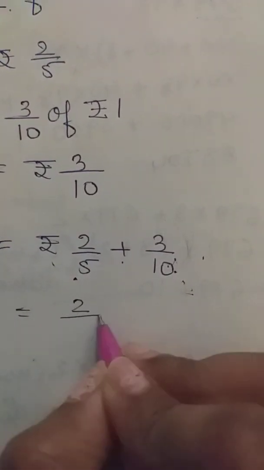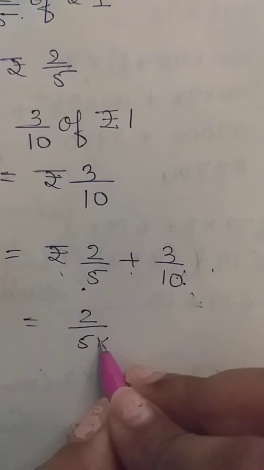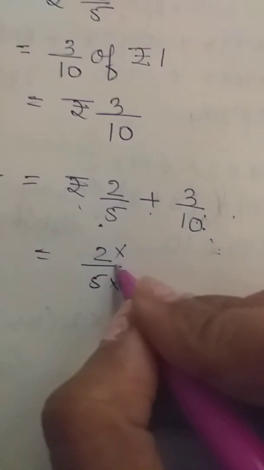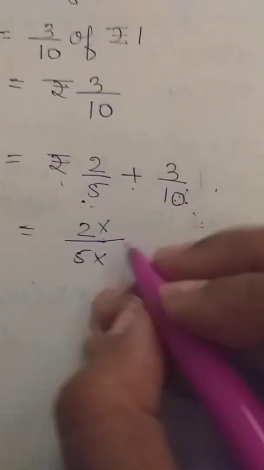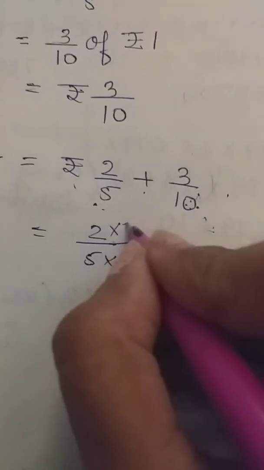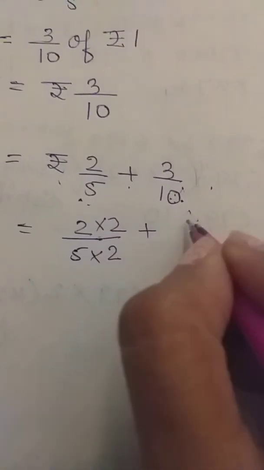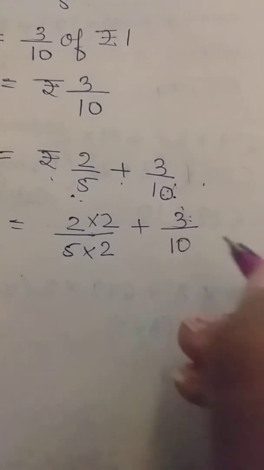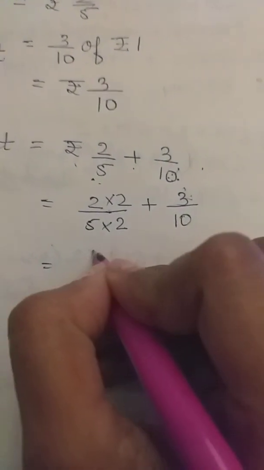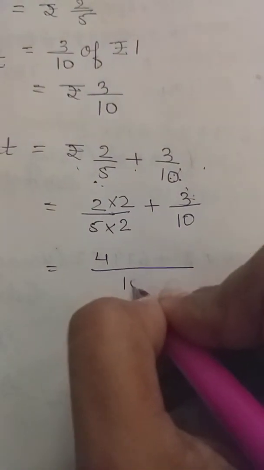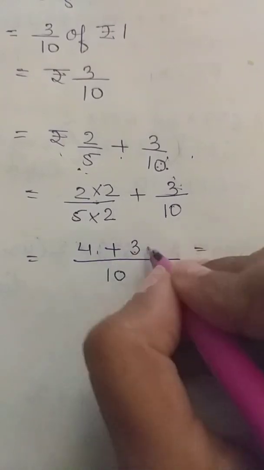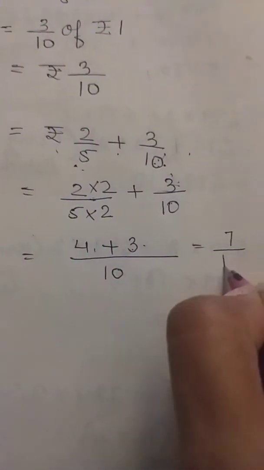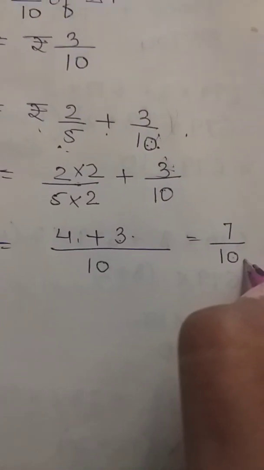So here 2/5, make the denominator same. Denominator here 5 and 10, the LCM is 10. So I'll be multiplying the denominator 5 and numerator as well by 2. Here the number will remain same, 3/10. Now 2 2s are 4, 2 5s are 10, in common plus 3. Answer is 4 plus 3 is 7/10. Yes, it is a proper fraction.